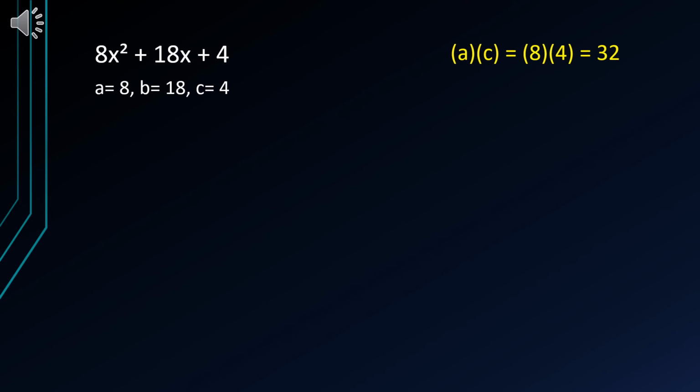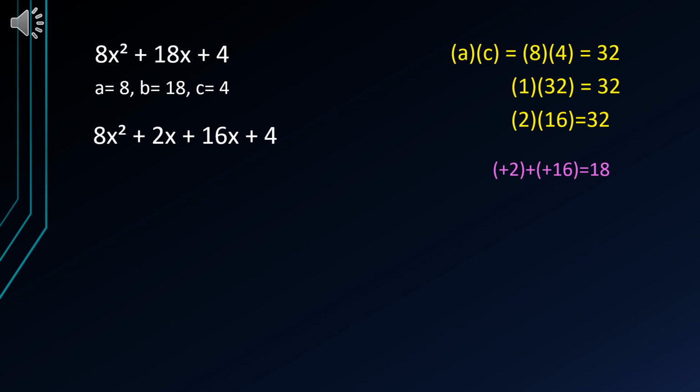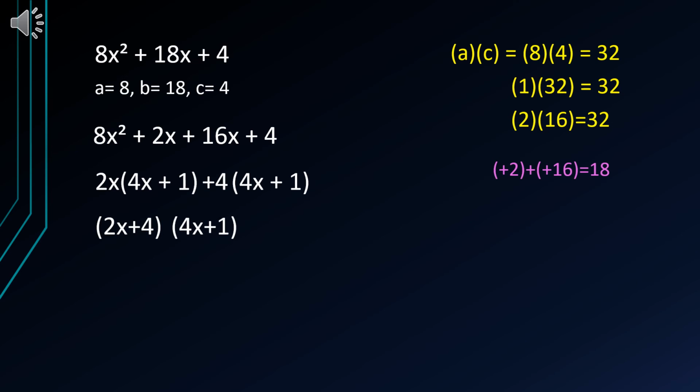If we are given a trinomial 8x squared plus 18x plus 4, a in this case would be 8, b equals 18, and c equals 4. We then continue as normal and find AC. By listing the other multiples of 32, we have 1 by 32 and 2 by 16. Since 2 plus 16 gives 18, we will use that multiple as the middle terms in the trinomial. Now we can pull out what is common and introduce the brackets, then group the terms together.